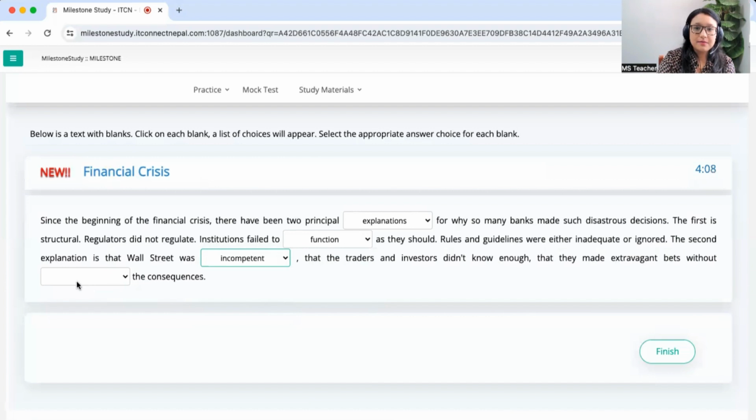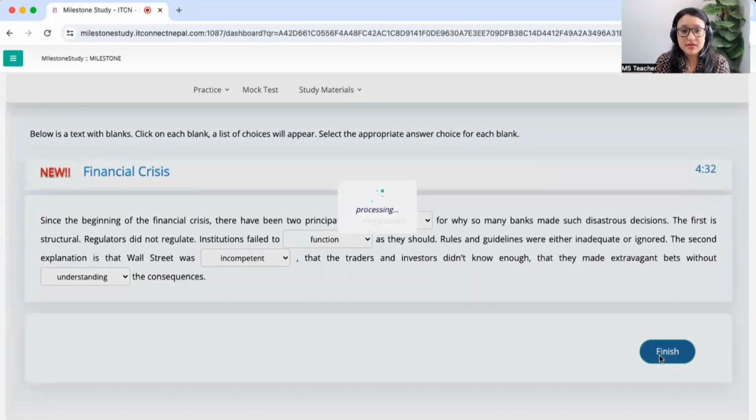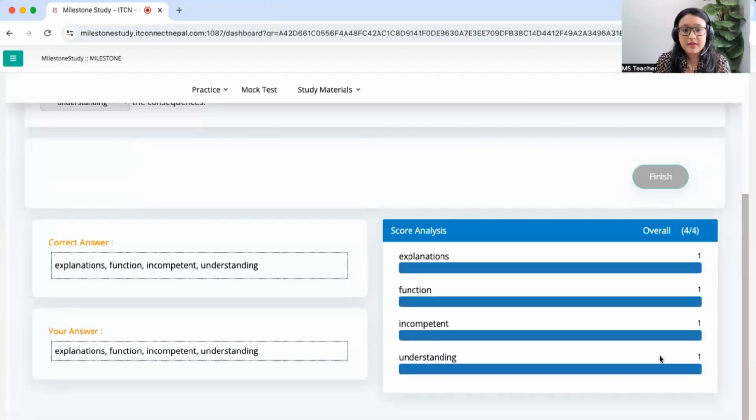Then they made extravagant bets without knowing the consequences. So what word describes knowing? Understanding. Okay. Consequences means the effects. They did not know the effects. They did not have enough knowledge about trading and investing. Okay. So the right answer is understanding. Bingo. Okay. Got 4 by 4.